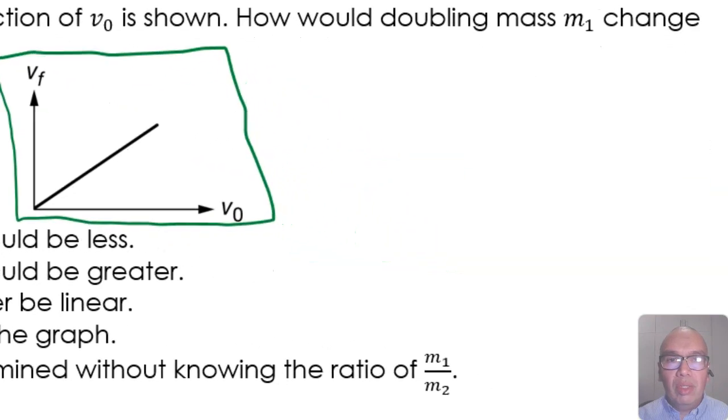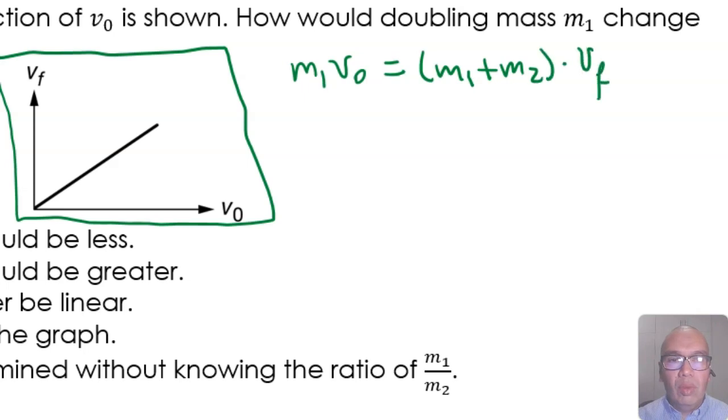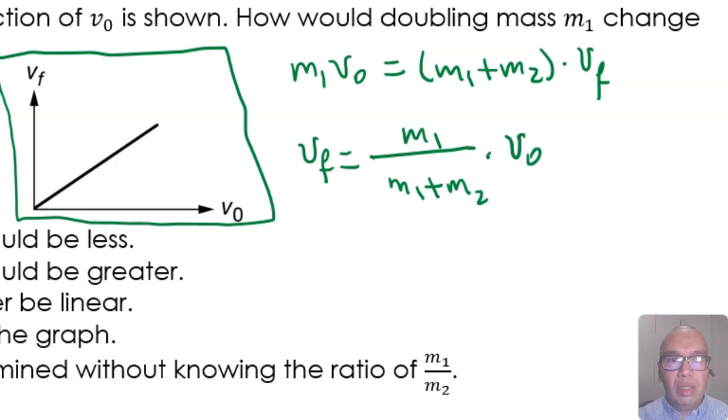From conservation of momentum, we have that m1 v0 is equal to (m1 plus m2) times vf. Therefore, vf is equal to m1 over (m1 plus m2) times v0. Not surprisingly, the graph should be linear, and the slope is the ratio m1 over (m1 plus m2).